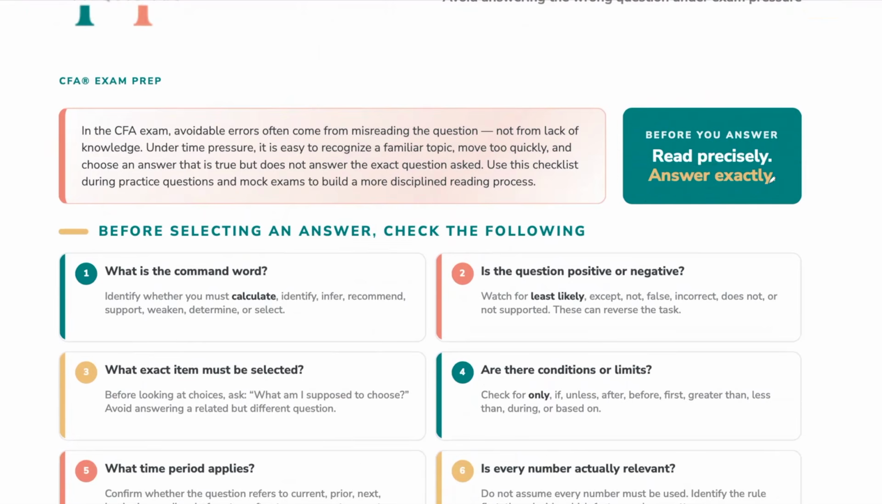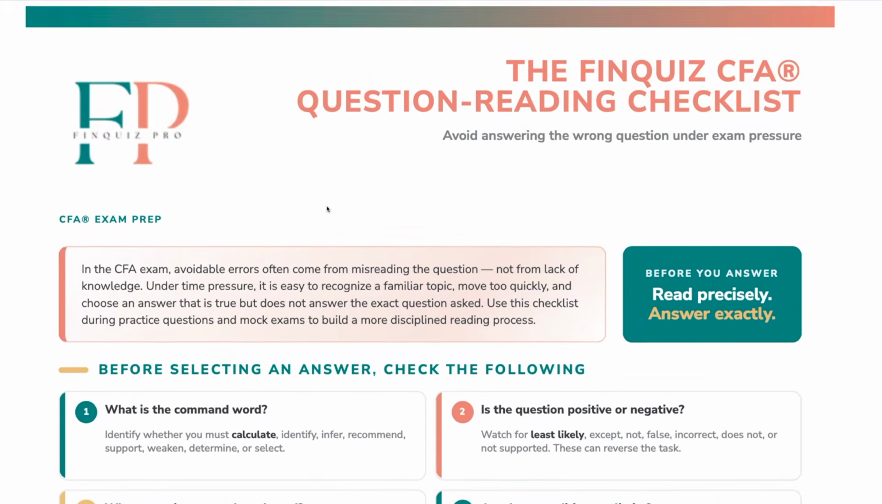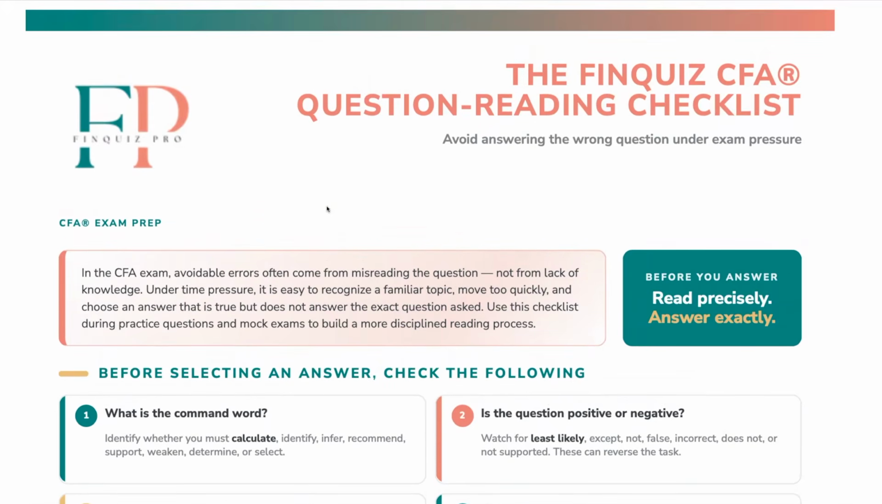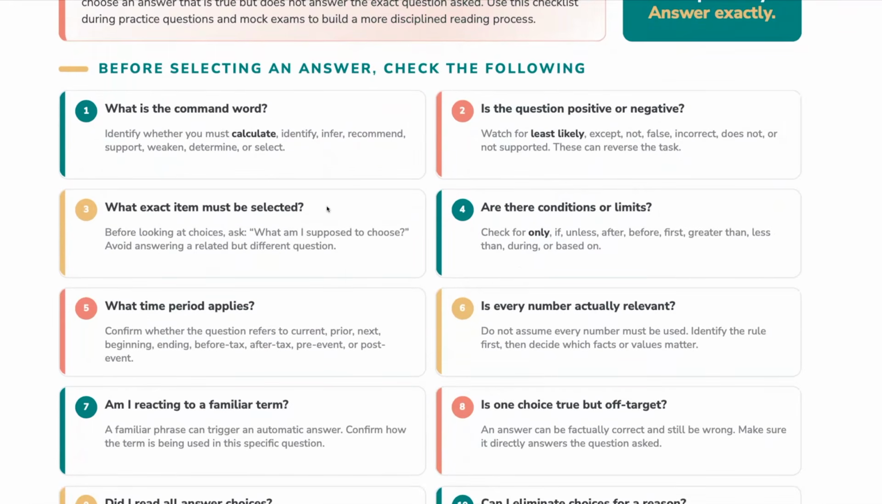That's the whole game. Not answer what sounds familiar, not answer what you studied last night, not answer the choice that feels CFA-ish. Read precisely, answer exactly. Because in the CFA exam, there may be 3 answer choices, and sometimes one choice is absolutely true in general, but completely wrong for this question.